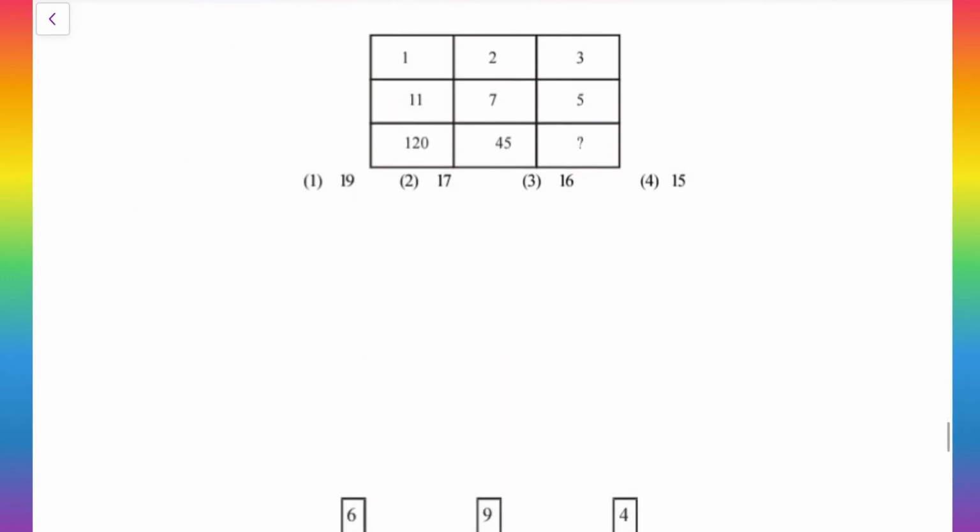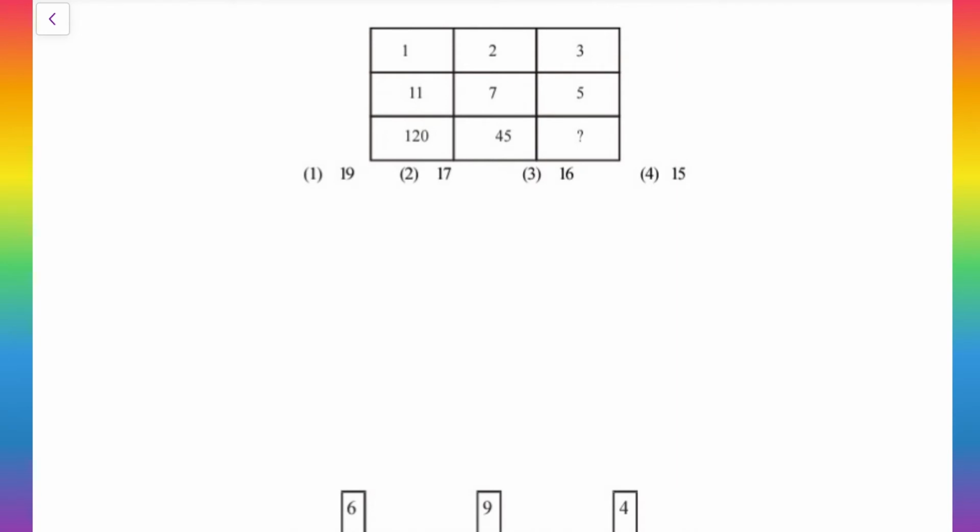Okay, let's move to the next question then. Here the next question is: 1, 11, 120 is there; 2, 7, 45 is there; 3, 5, something is missing. Now here, in the first column, if you observe, the first number and second number are both smaller than the third number. Here 120 is there, and 120 is near to 121, which is 11 square. Of course, I have 11 here also. So now I will apply the first logic as second number square minus first number. 11 square 121 minus first one, which equals 120.